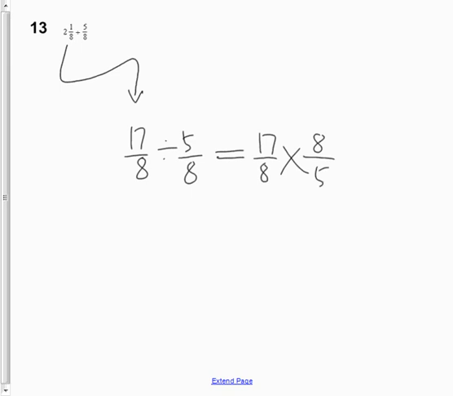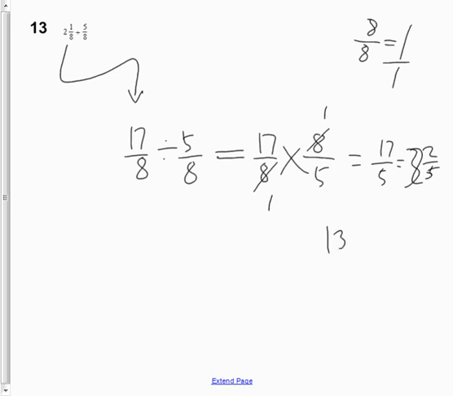What makes this question so nice is the fact that if you know how to cross reduce, 8 over 8 would reduce down to 1 over 1, which leaves you with just 17 over 5, which is 3 and 2/5. If you didn't cross reduce, you ended up with a messy looking thing that would be 136 over 40, which is 3 and 16/40, which reduces down still to 3 and 2/5.